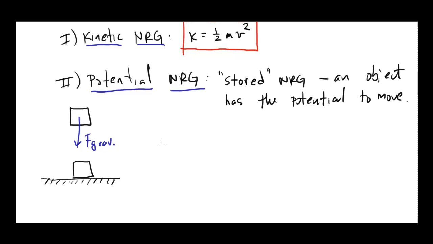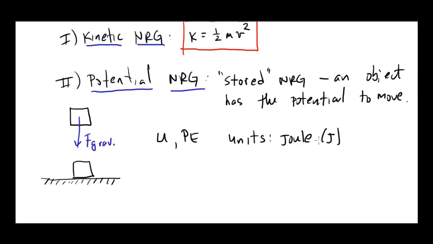Now, potential energy is abbreviated with the letter U. Sometimes you'll see me abbreviate it PE as well, but U is the agreed upon abbreviation. And the unit for potential energy, like all energy, is the joule, just like we had for kinetic energy.